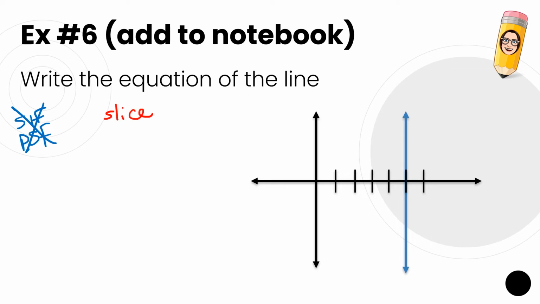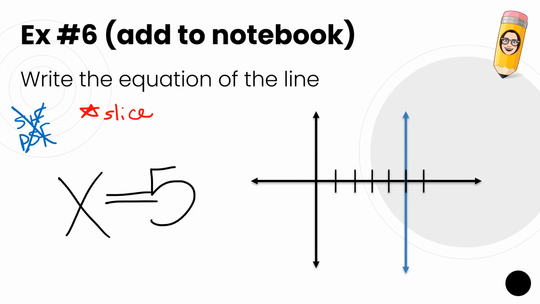So remember my unique word. I like to use the word slice. This is a MortVet thing. What axis are you slicing? The x. At what number are you slicing? 5. My only acceptable answer here is x equals 5 for my equation of the line.